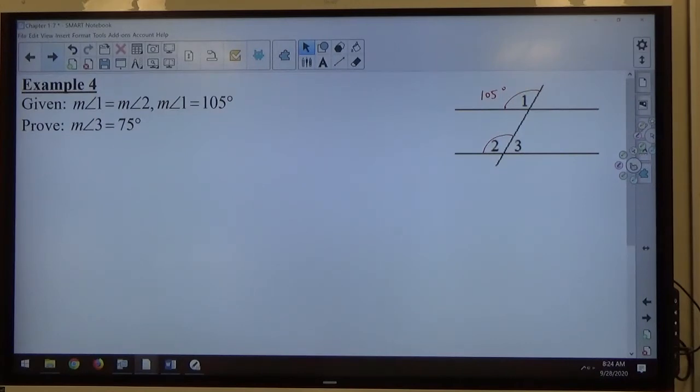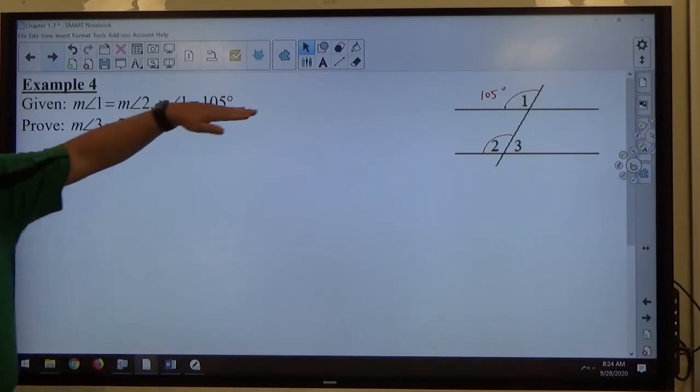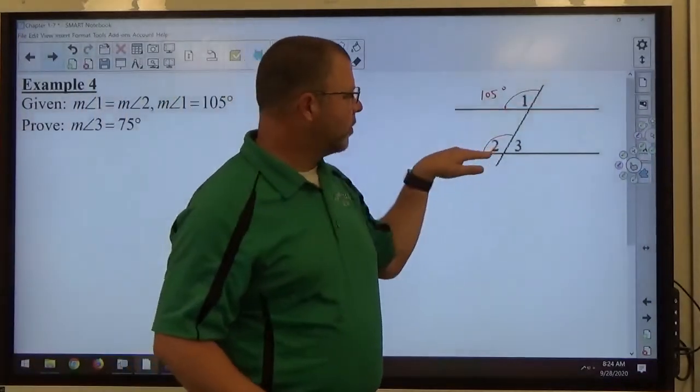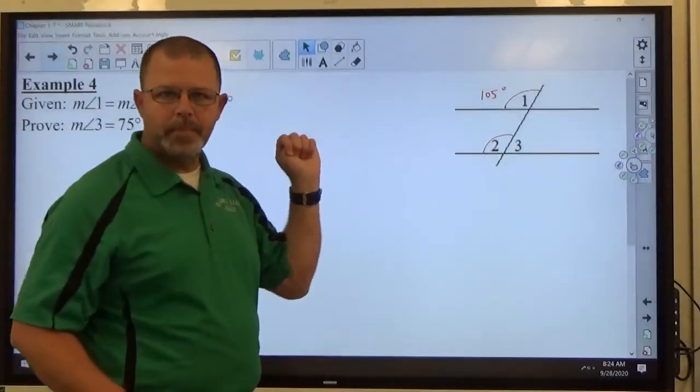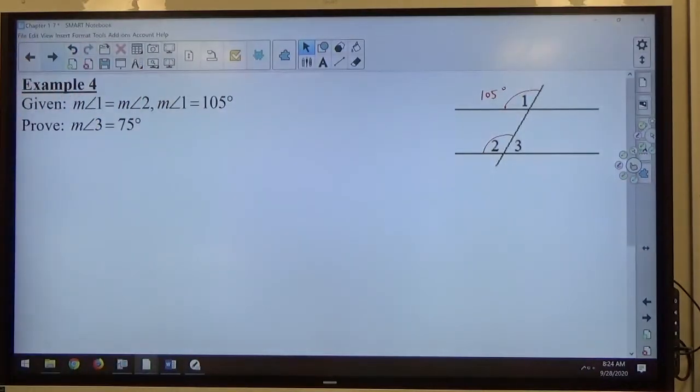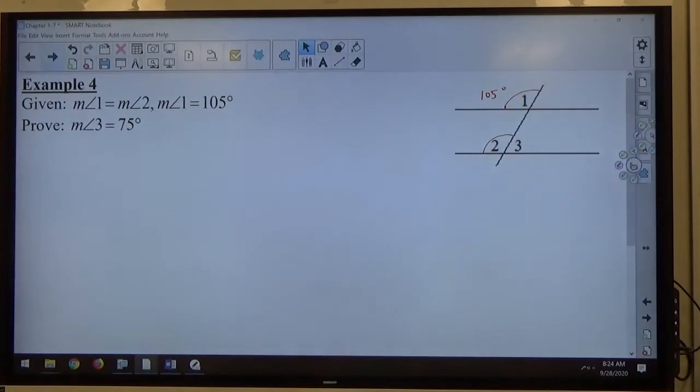Now, I did say we cannot assume parallel lines, but we can assume a line. If I see a line that looks like a line, it's a line. So this is a horizontal line here, this is a horizontal line here, right? So think about the thoughts here. We know angle 1 and angle 2 are equal to each other. We know angle 1 is 105, so how big is angle 2? 105. We weren't told that, but in essence we were.